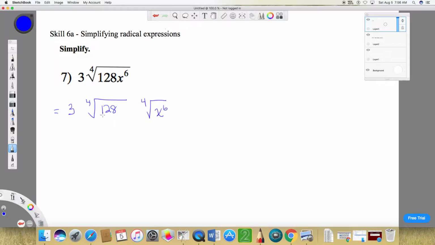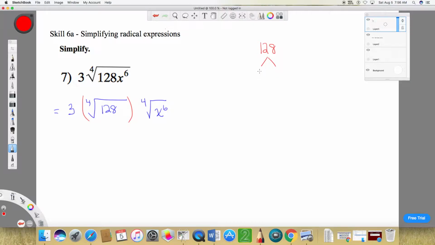And for just a second, I'm going to focus my attention on this number 128. So 128, when we're breaking it down this time, we're not looking for a pair of numbers, we're looking for 4 factors. So it probably is in this case that we're not going to see a perfect 4th root very likely just by inspection. We're going to have to break this down all the way to prime numbers.